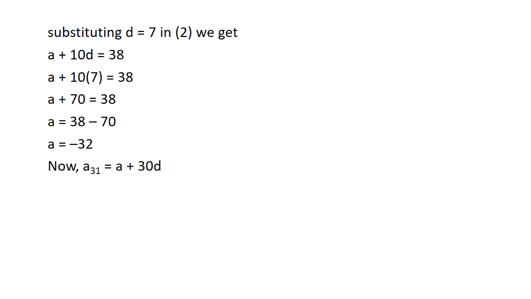Now a31 is equal to a plus 30 into d. What is the value of a? Minus 32. What is the value of d? 7. First multiplication. Minus 32 plus 30 into 7. 30 into 7 will become 210. 210 minus 32 will give us 178. So the 31st term is 178. Although we did not know a or d, by using equations we found a and d, and then used that to find a31.